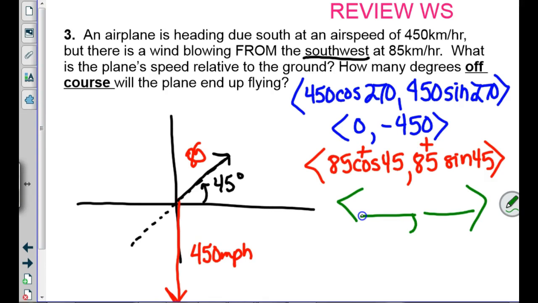Anybody get the components? Yeah. No, I did that one. I got that too. Now what? How do we find the speed of the plane? Also called what? Magnitude.